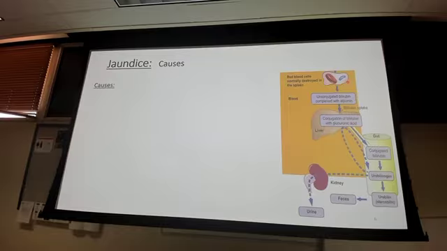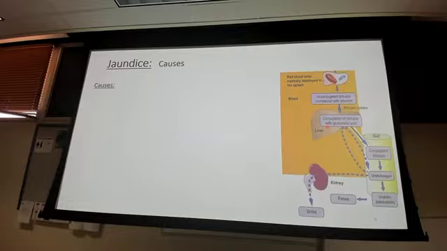The heme breaks down into unconjugated bilirubin. The globin will turn into amino acids. The heme will turn into unconjugated bilirubin. Okay? So we have this red blood cell, it's broken down. The heme portion of it is turning into unconjugated bilirubin, which is not water soluble.